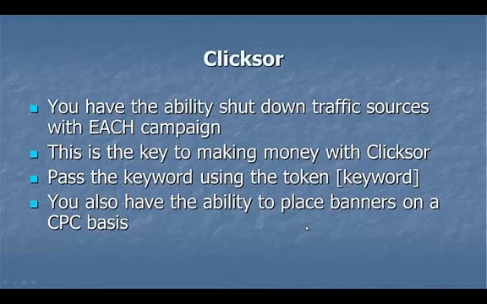The key to making money with Clickster, as I told you, is obviously blocking the poor performing partners, but you also want to pass the keyword that you are bidding on by using the keyword token that I present here. So the two tokens you're going to be passing are the partner token, which is MSID, and the keyword token, which is simply the word keyword. By knowing which keywords and which partner sources are not giving you good traffic, you can easily block them in Clickster and optimize the traffic that way.